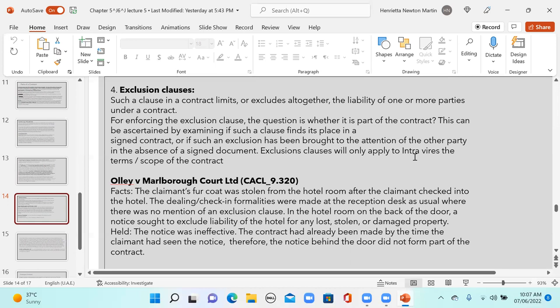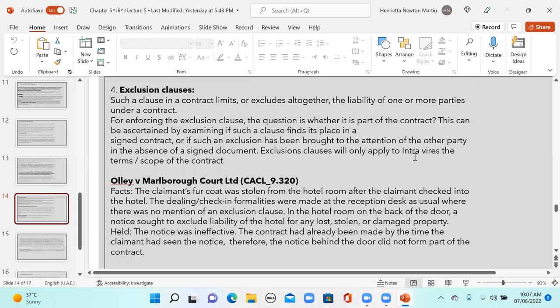But sometimes exclusion clauses will be expressly written in the contract, but sometimes it is implied, that is, it has to be understood. Or sometimes exclusion clauses will only apply to the terms and scope. That means it should be part of the scope of the contract. Now, this matter can be clear if you go through the case of Olley versus Marlborough Court Limited. This is an English case.